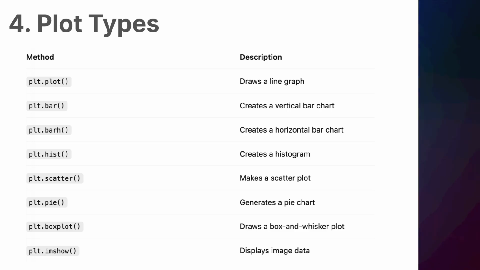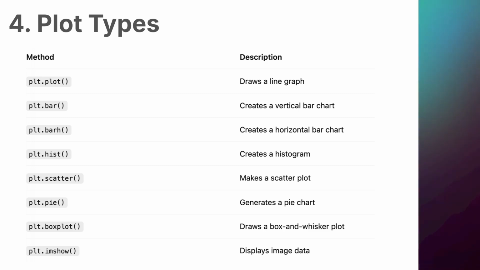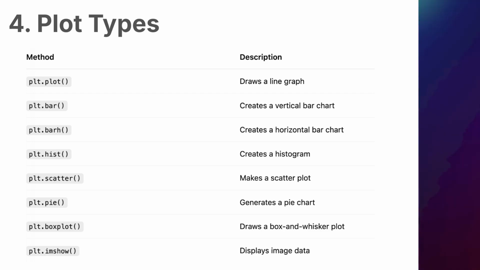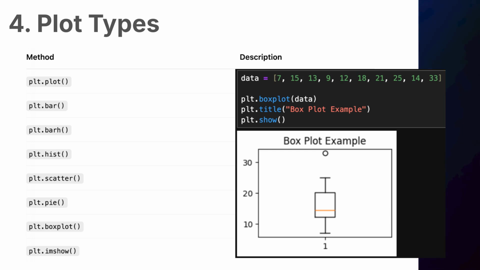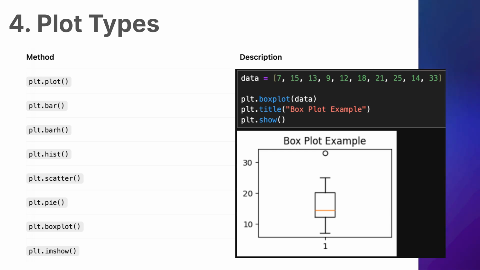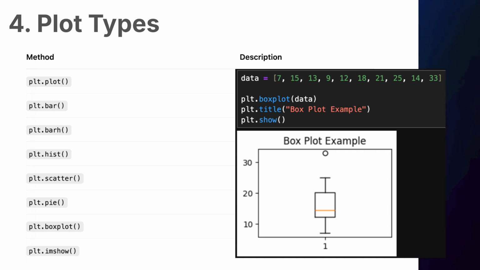Next, box plot. It creates a box and whisker plot which shows median, quartiles, and outliers in your data. Let's say you have a data list made of numbers. A box plot helps you see how your data is spread out, especially what's typical, what's high or low, and if anything is unusually far from the rest.